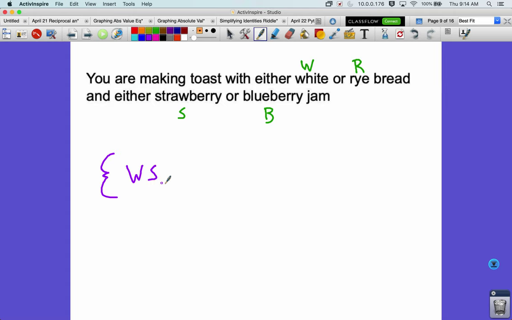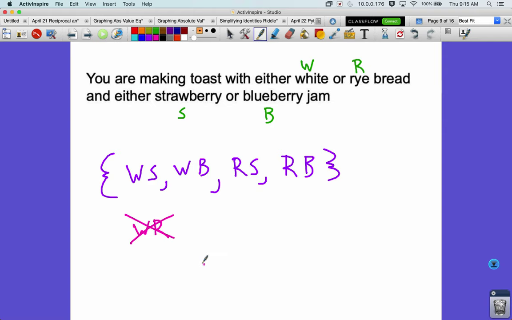Now I can do my curly brackets. And you need to have a system so that you make sure you get all of them. So I'm going to do white bread with all the toppings, then I'm going to do rye bread with all the toppings. If there was another type of bread, then I'd do that bread with all the toppings. So WS, WB, so that means white bread with strawberry, white bread with blueberry, RS, RB, and that's all of them. Notice in this list, there is no WR. Might feel like, oh, well, that one's missing, but that doesn't make any sense. We needed to pick one type of bread and one type of jam. This would mean putting rye bread on top of white bread. We don't want to do that. And there's no WW either.